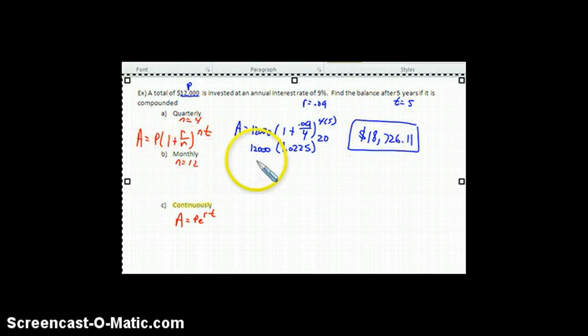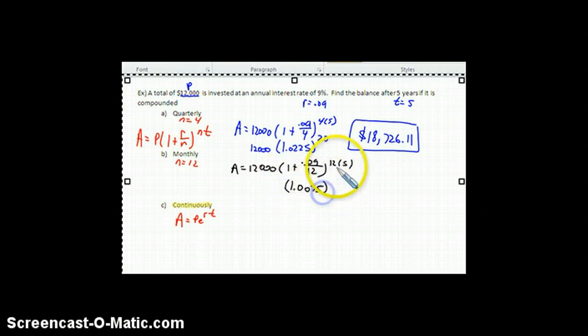Okay, look at monthly. So we're going to use the same formula, but we're just going to change the number of compoundings to 12. So this would be 12 times 5 out here. Now figure out what 1 plus 0.09 divided by 12 is. This time again it's a decimal, which it should be. But again, I'm not rounding that. That's the exact value of it. This is 60. Times it by 12,000.